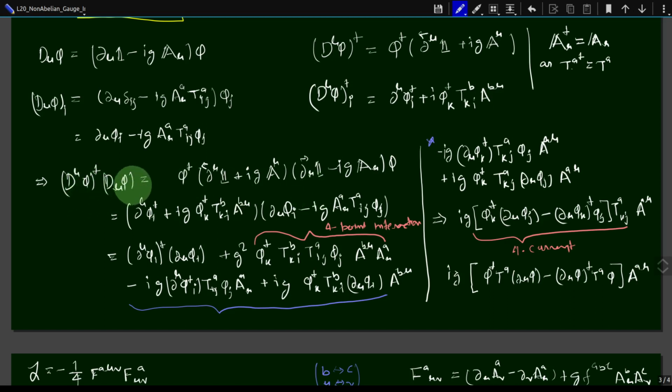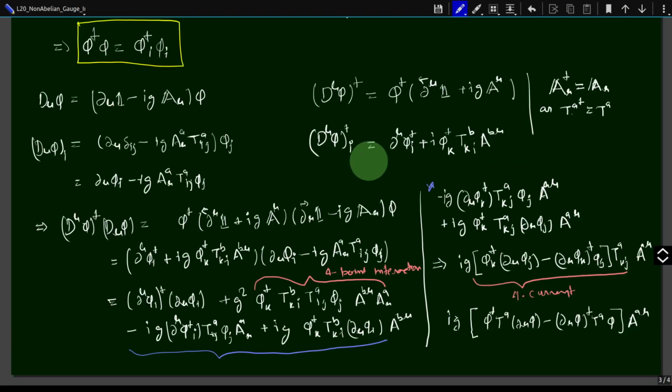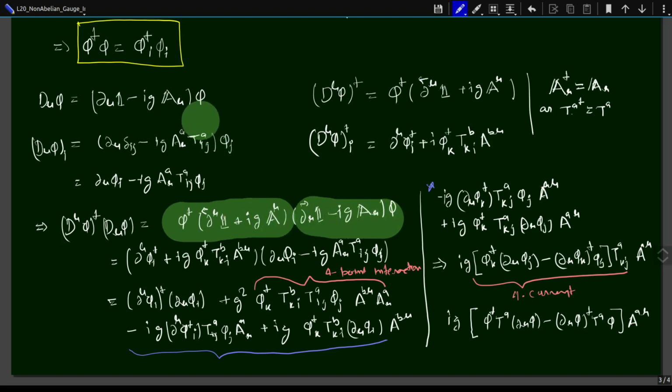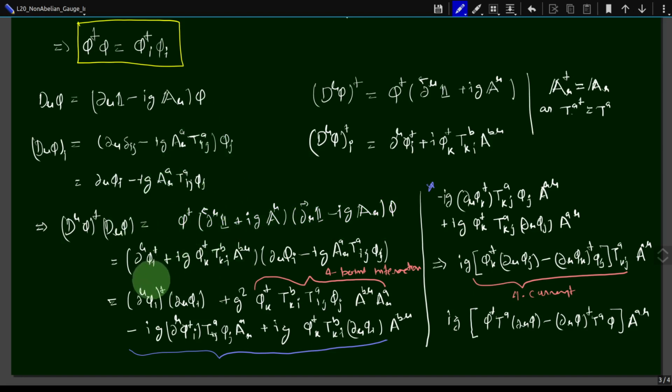So D_mu phi dagger D_mu phi will be this expression in matrix notation. Phi dagger del_mu times the identity matrix and all that, this is just del_mu phi dagger, and this is just del_mu phi. Just copy it from above, and when you write in terms of the components, you basically copy this guy onto the left and this guy over here onto the right. So this is copy paste, so I'm not reading it again. Now these are four terms.